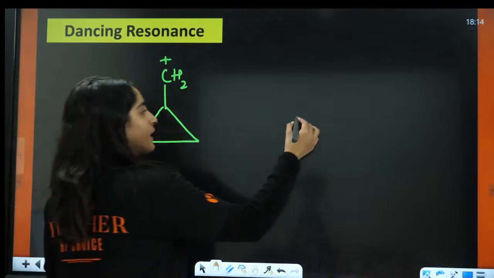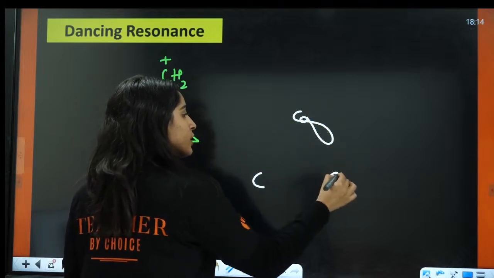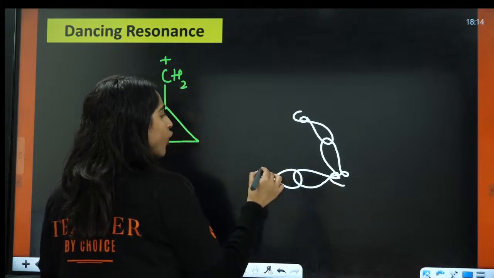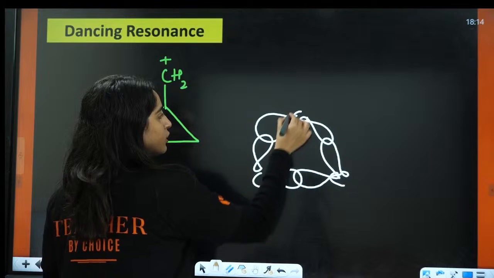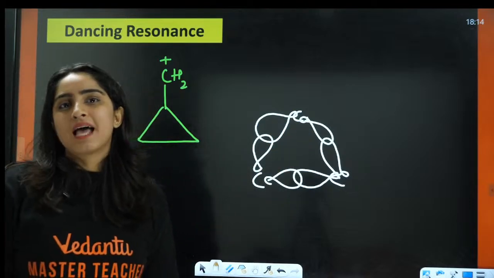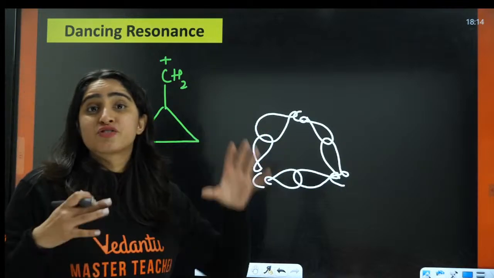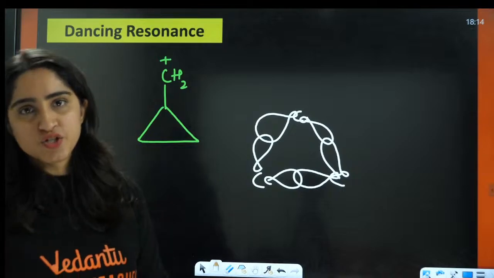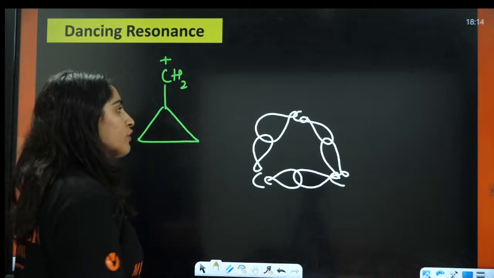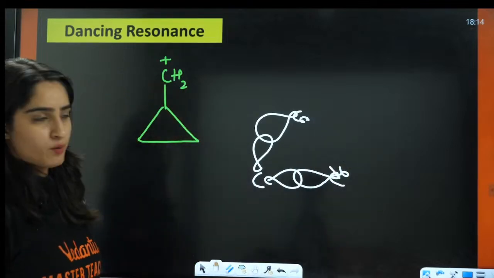So this 3-membered ring, you have the orbitals here like this. You have this orbital here, the orbital here, the orbital here, the orbital here, the orbital here. Because of this overlapping of orbitals and the very little space, they develop a strain, an angle strain here, right? That is very difficult.